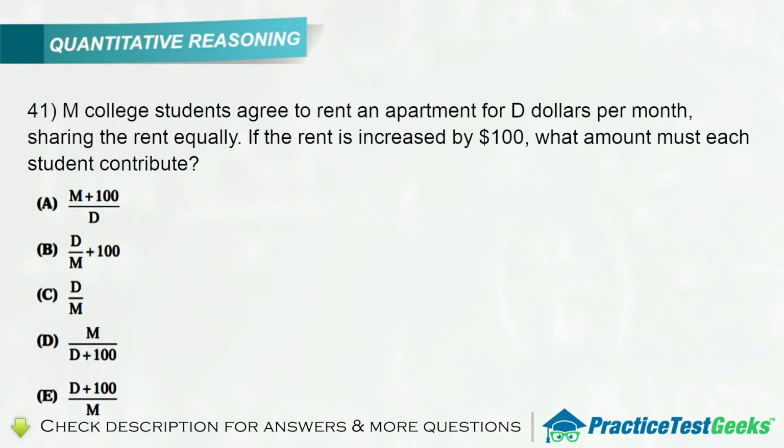Question 41. M college students agree to rent an apartment for $D per month, sharing the rent equally. If the rent is increased by $100, what amount must each student contribute?